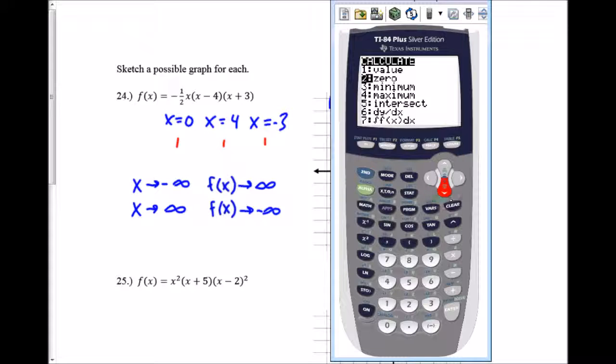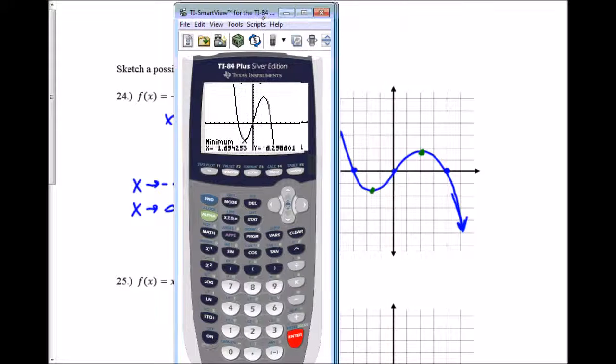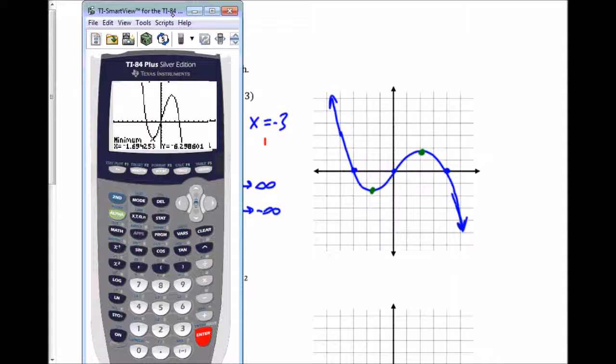I'm going to do the minimum first. Left bound, I go to the left of that point, and I hit enter. And then I go to the right of that point and hit enter, and then take a guess and hit enter. And so what it does is it tells me that this minimum value right here is at a negative 1.69 comma negative 6.3. So that's going to round up to when it's all said and done.